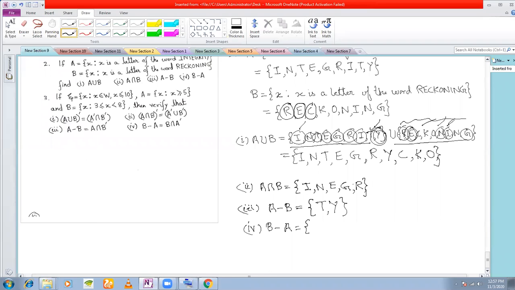C. It is there in B, but is it there in A? It is not there in A. So we'll write C. K. Is it there in A? It is not there. So we'll write K also. O. Is it there in A? It is not there in A. So we'll write O. N. It is there in A. So we'll skip N. Okay. So we have this we have written. This we have written. This we have written. N, as I said, it is there in A.